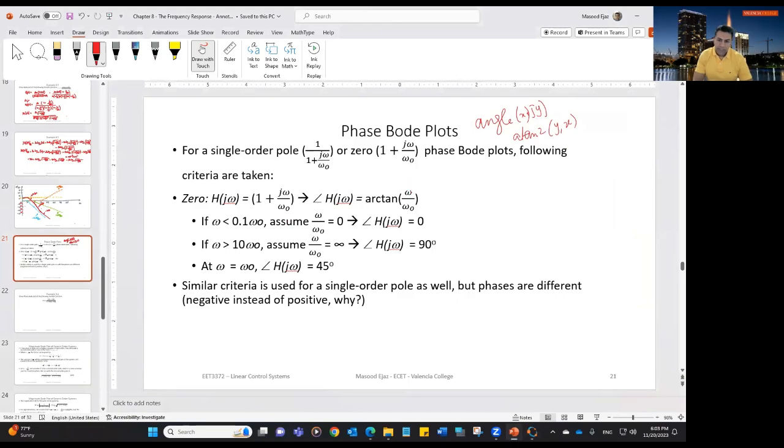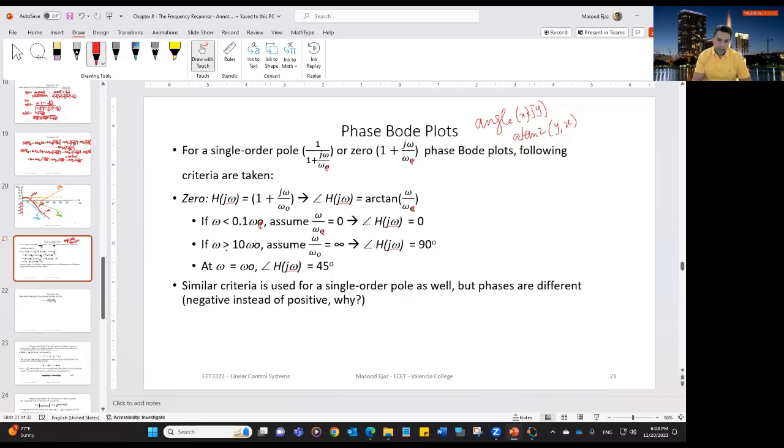The approximation is if omega is less than 0.1 omega naught, so 1/10 of omega naught, or omega c, whatever you want to call it, cutoff frequency. I think c will be better. Omega naught represents resonant frequency, so omega c is a better term. So if omega is less than 1/10 of omega cutoff, then we take omega over omega cutoff as 0, and the phase, of course, is going to be 0. Arctan of 0 is 0.